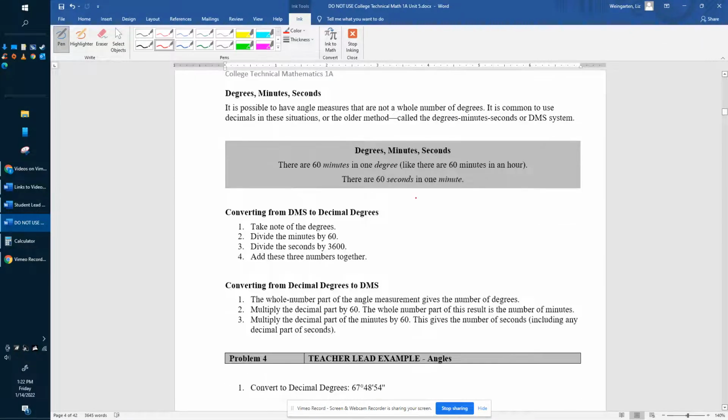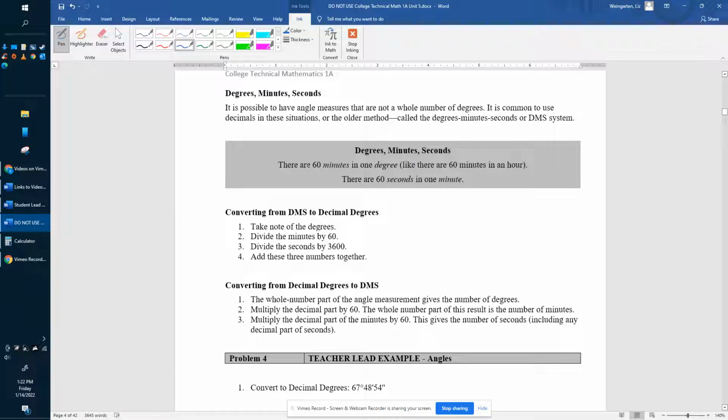Another way that we can list angles is using degrees, minutes, and seconds. So instead of using decimals when we have angles that are less than 1 degree or are 1 degree plus something less than 1 degree, we can use minutes and seconds instead of those decimal degrees. So we have steps here on how to convert from degrees, minutes, and seconds to decimal degrees, and to convert from decimal degrees to degrees, minutes, and seconds.